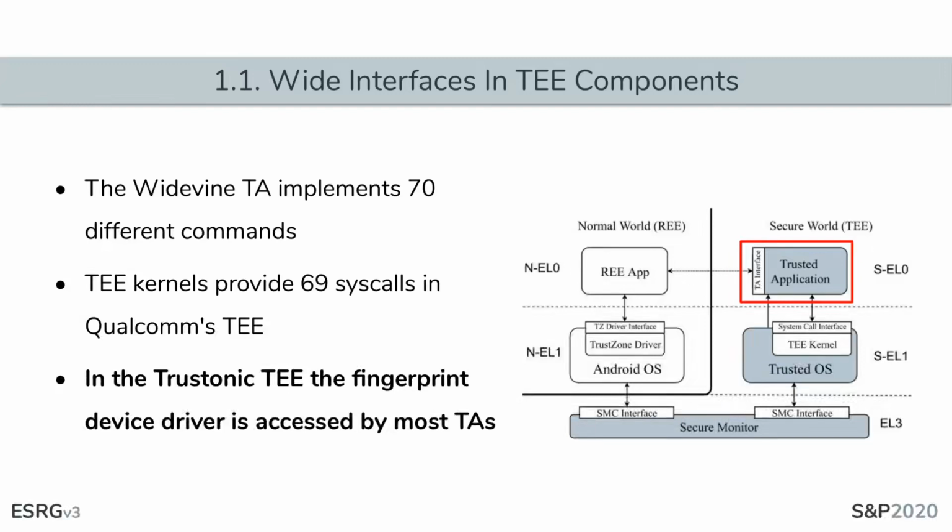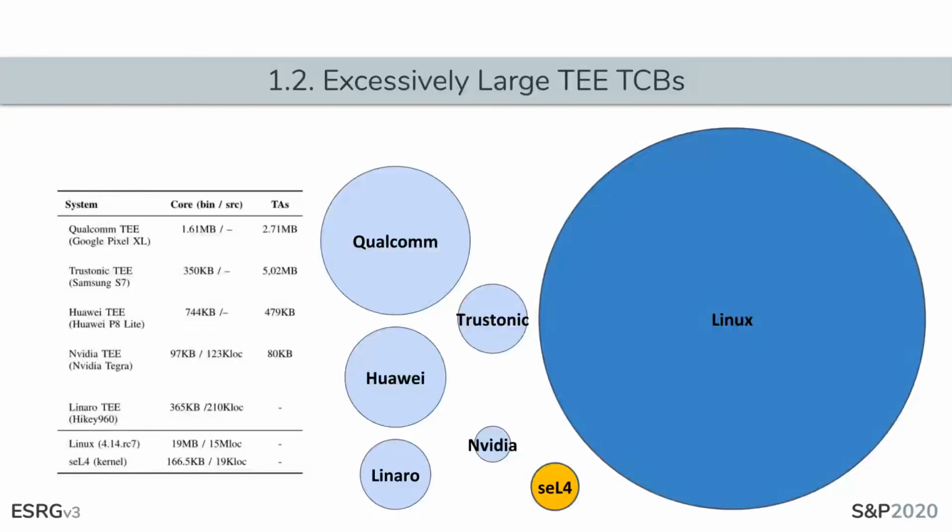user authentication. Now, let's look at the problem of excessively large TE TCBs. The way we approached this issue was by counting the lines of code of the trusted OSs when available, and to measure binary sizes of both the trusted OSs and the trusted applications. We compared the TCB of the trusted OSs to seL4, as seL4 is a security-driven microkernel.